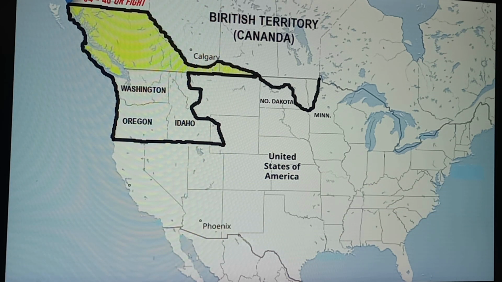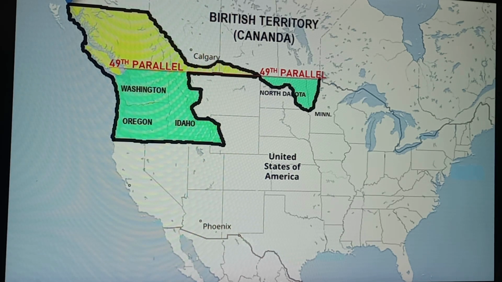So, the U.S. and Britain reached a compromise by extending the 49th parallel all the way to the Pacific, which still exists today. So the U.S. got 3 western states, plus a hunk of North Dakota and Minnesota to boot.